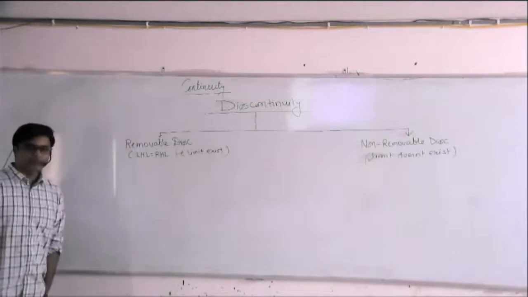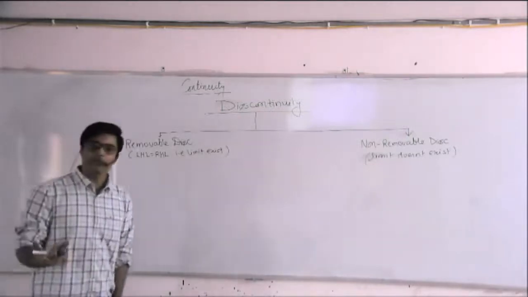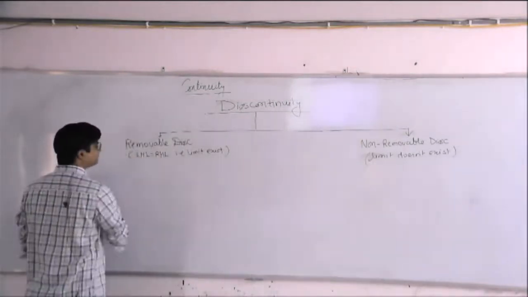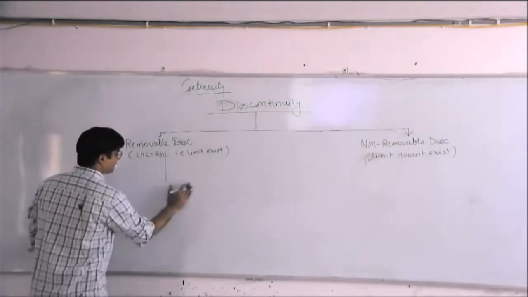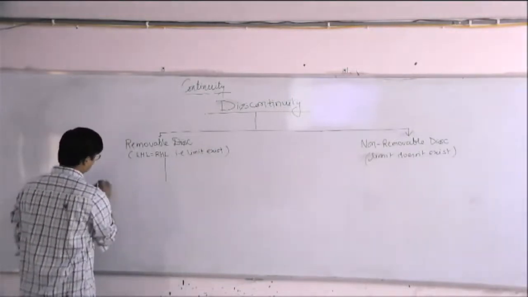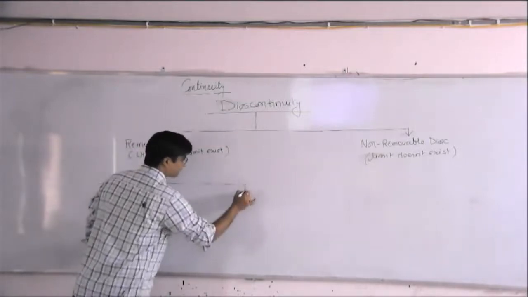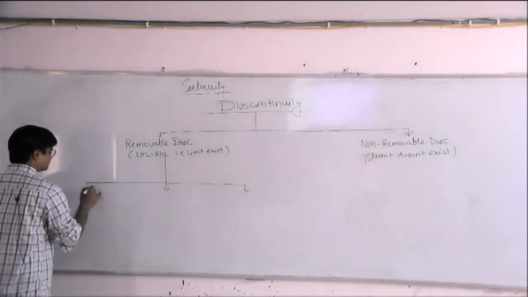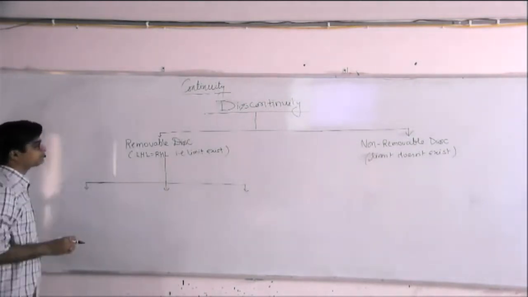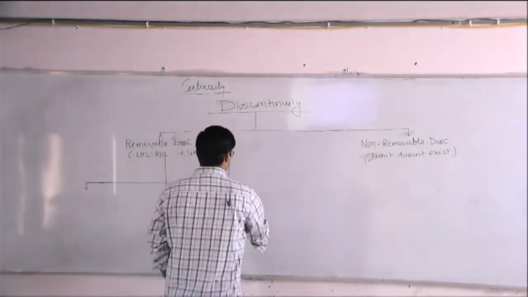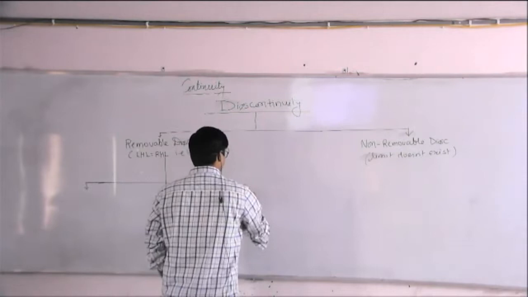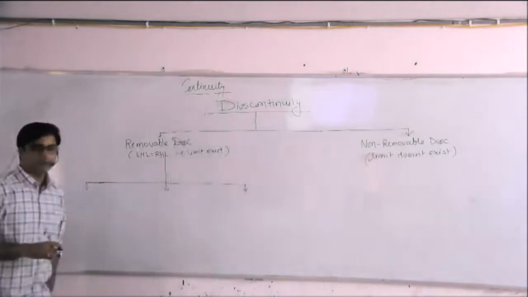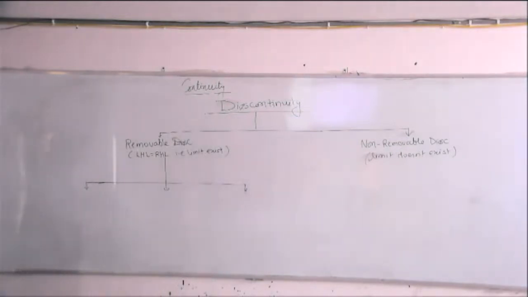So removable is where the limit exists, non-removable is where the limit does not exist. Okay? Now understand, this removable can again be discussed in three parts. And you will give me the name of these three parts. Okay?